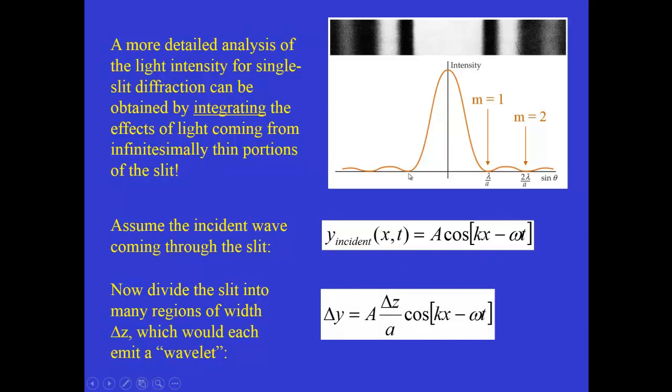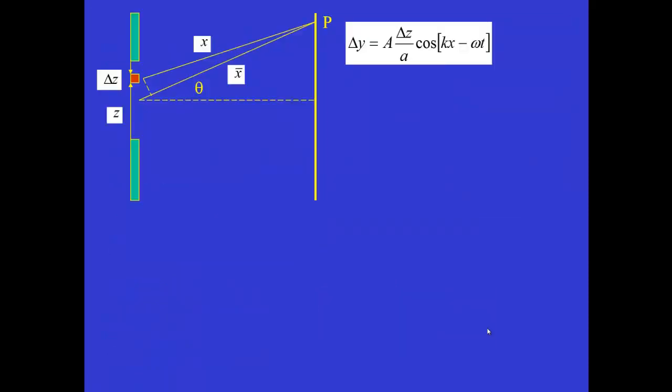And so all that we do in order to write down the contribution to the overall wave that's produced by the slit, the little piece of width delta z, we'll call it delta y because it's a portion of the overall wave, is take delta z, the width of that region, and divide by a, because the overall amplitude A is now getting divided into each of these regions. So delta z over a represents the fraction of the overall intensity that is being sent through this tiny region delta z. And here's a picture that hopefully will make it more clear.